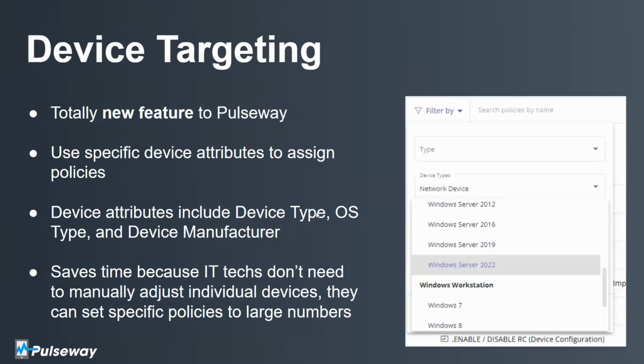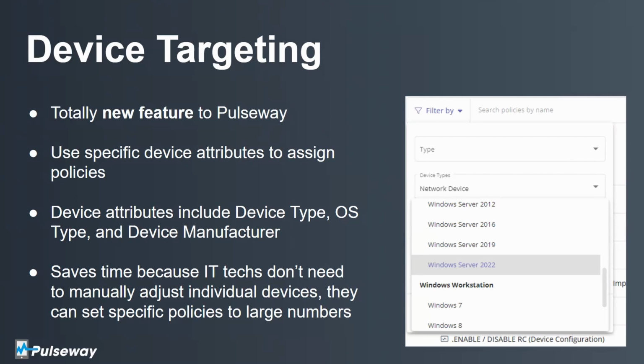Another feature I'm excited to tell you about is device targeting. It's completely new to Pulseway, and it brings some great capabilities to the table. What device targeting is all about is using specific device attributes to assign policies to a specific subset of devices. So it's all about including and excluding the certain types of devices and the way that you want to manage them.